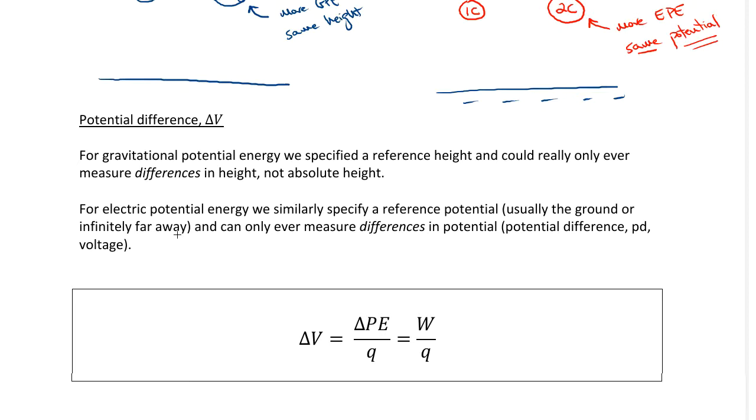And similarly, for electric potential energy, we're always going to specify a reference potential, and then we're going to be able to measure differences in potential, which we call potential difference, or abbreviate as PD, or also call voltage. And we're going to measure those relative to the place that we set as zero potential energy, zero potential. So the formula that we get is delta V, the change in potential, the potential difference, also called the voltage, is equal to the change in potential energy per unit charge. And because the work that you're doing against the electric force is stored as potential energy, that's equivalent to the work that you've done per unit charge.